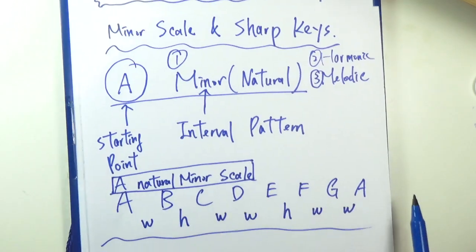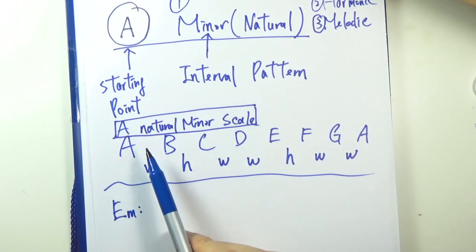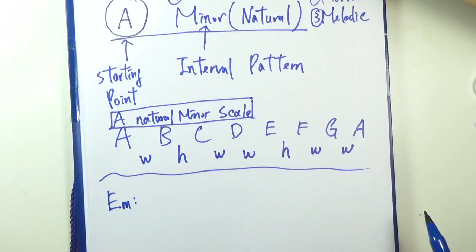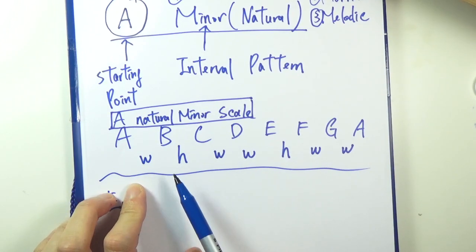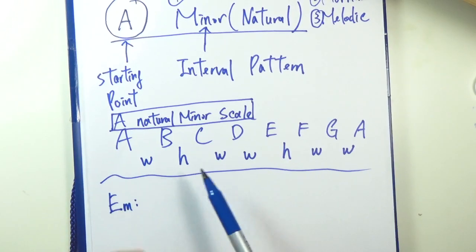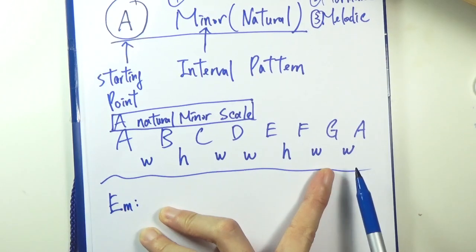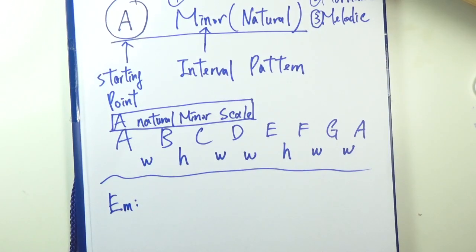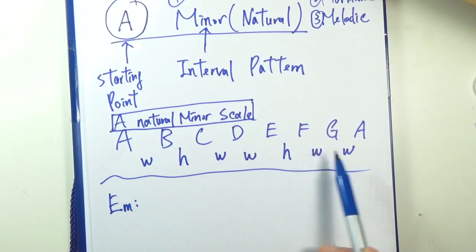All right, so for example, let's take a look at the A natural minor scale. Okay, we have a particular interval pattern that we want to construct that would give the minor sound. So whole, half, whole, half, whole. It just so happens that when we start on A, we won't need any sharps or flats.